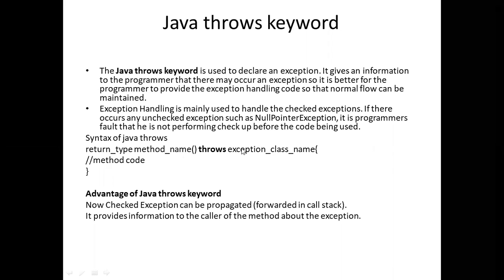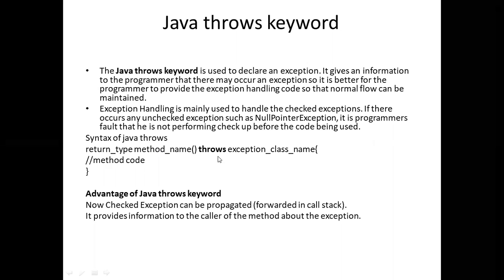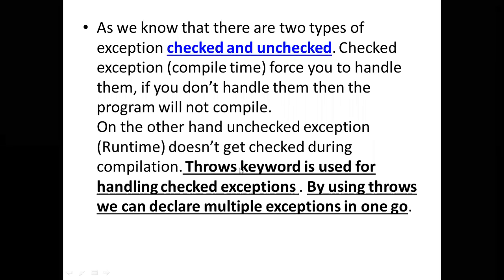When we are using the throws keyword, you have to define the return type portion. The method name is the second portion, because throws is always used with a method. Then there is the throws keyword, which is the third portion, and the last one is your exception class. Inside the code block you have to define the method. Again, I will show you one example.